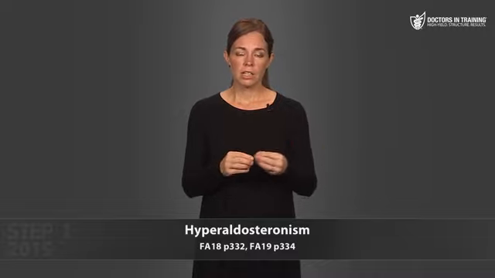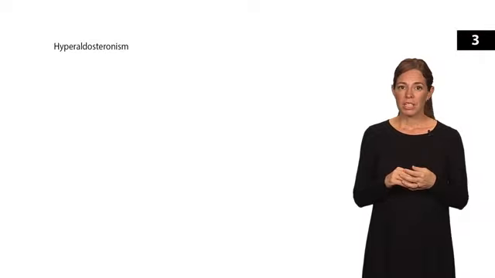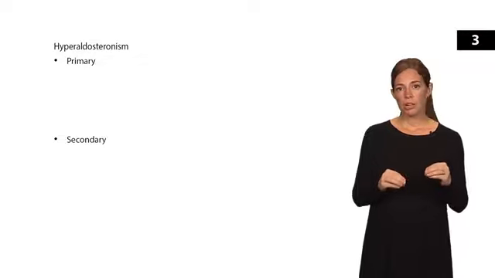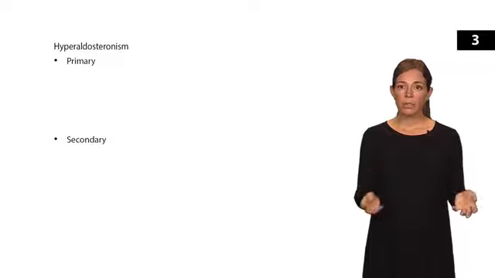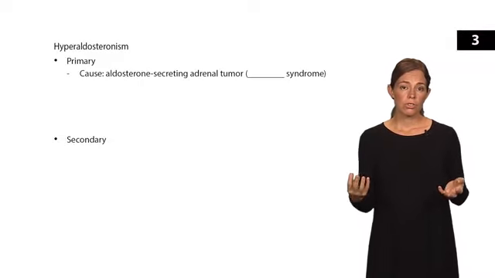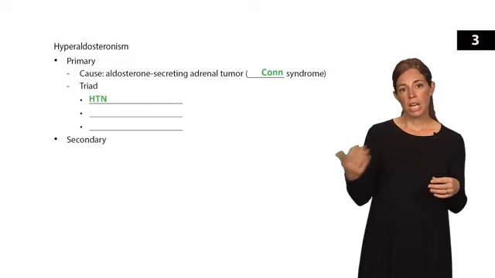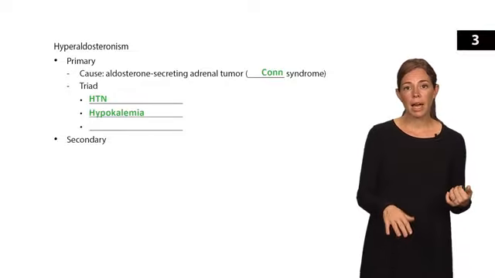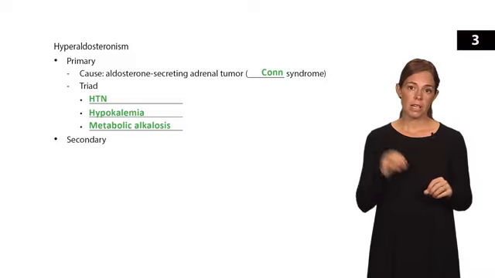So let's start with situations where there's too much aldosterone production. This is called hyperaldosteronism. As with many hormone conditions, there can be primary or secondary hyperaldosteronism. So primary hyperaldosteronism comes from the end organ, the adrenal gland itself, and it's caused by either bilateral adrenal hyperplasia or an aldosterone-secreting adrenal tumor, also called Conn syndrome. And this results in hypertension because there's retention of salt and water. It causes hypokalemia because of dumping potassium in the urine, and it causes metabolic alkalosis in a couple of ways.